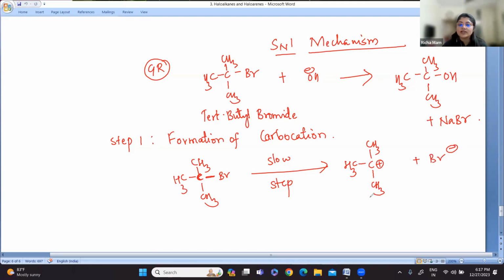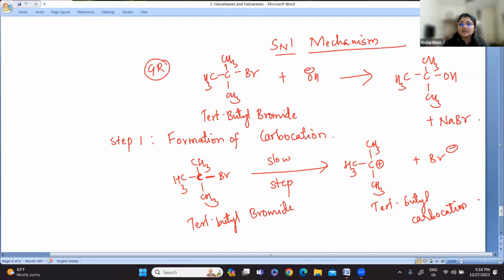Okay, so what is formed here? Tertiary. So write the names here. Tertiary butyl bromide. This is tertiary butyl carbocation. Okay, fine. So this is our first step.